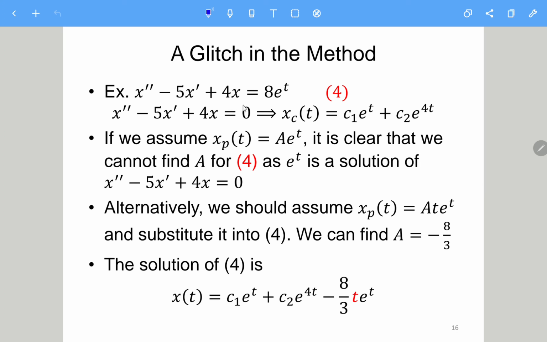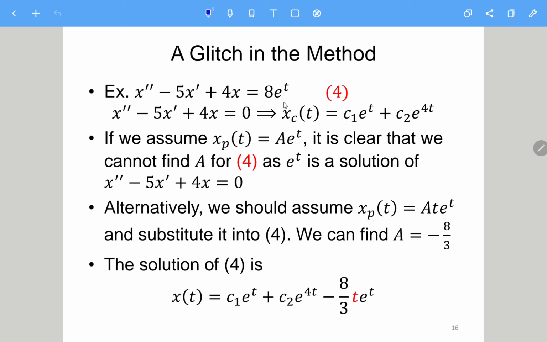Okay, so for the first step, you should solve the homogeneous equation first. So you just pick the right side to be 0. Now we solve it, so we can see the complementary solution to be c1 exponential t plus c2 exponential 4t, because the roots are just 1 and 4. So we have this term and this term.